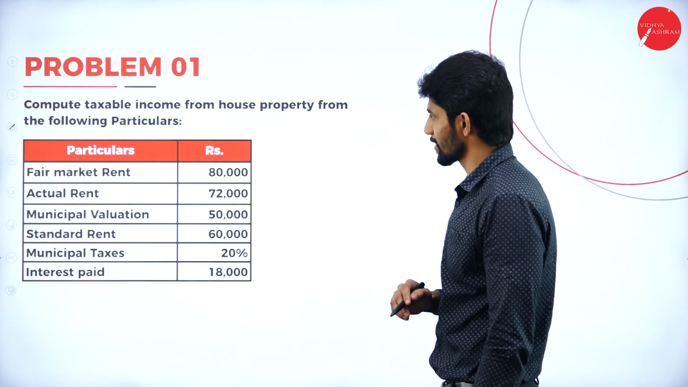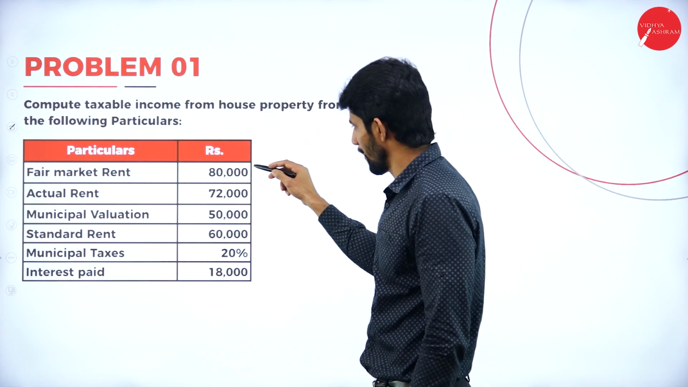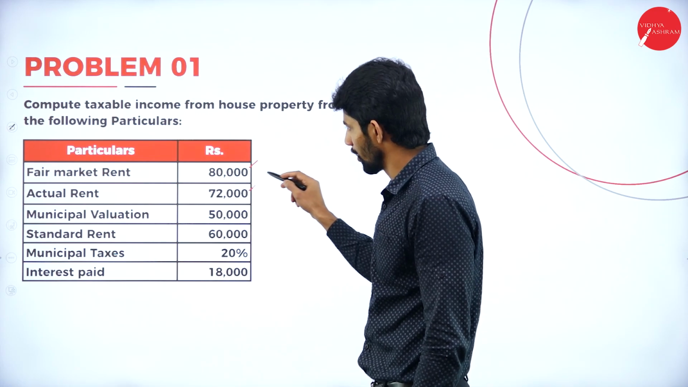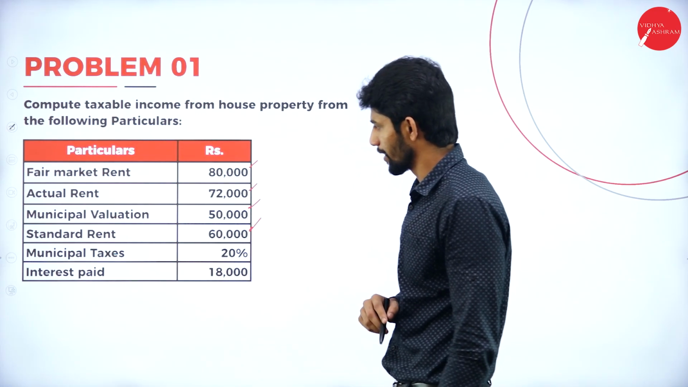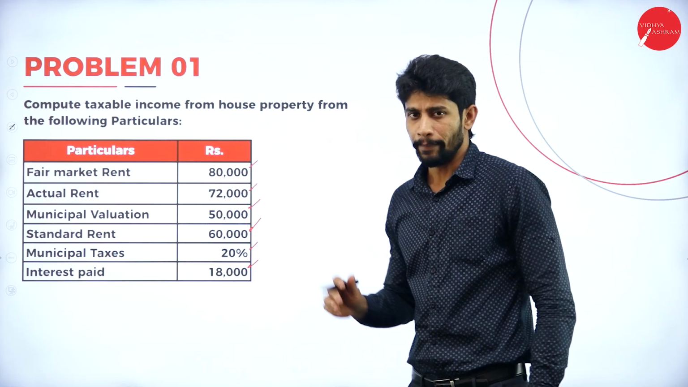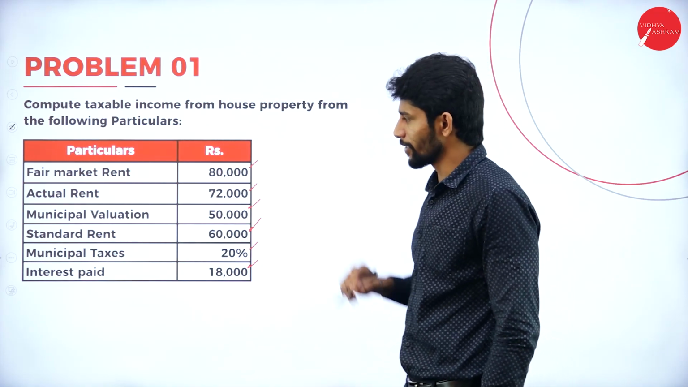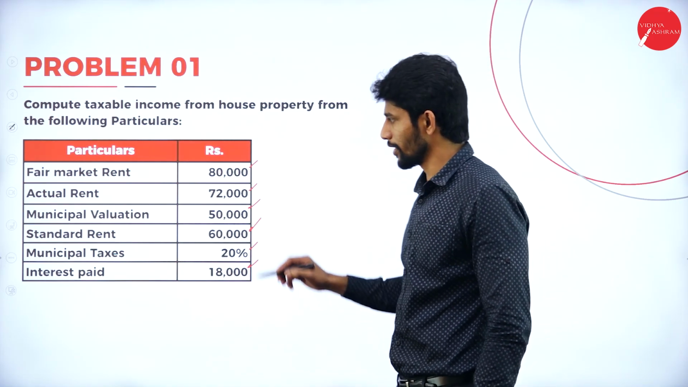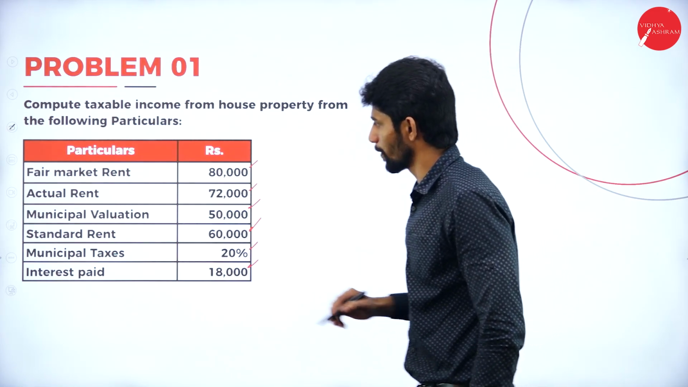Compute taxable income from house property from the following particulars. Yes, fair rent is given, actual rent is given, municipal value is given and standard rent is given, municipal taxes is given and interest paid is given. By using this information, we are supposed to solve the problem. So how to find out gross annual value? Here fair rent is given and municipal value is also given.